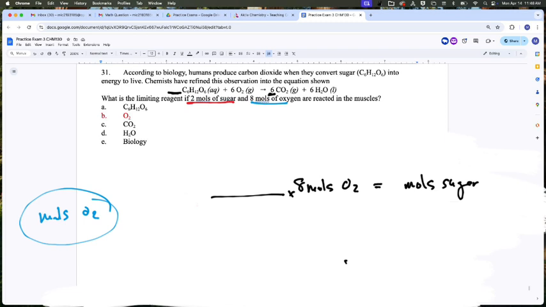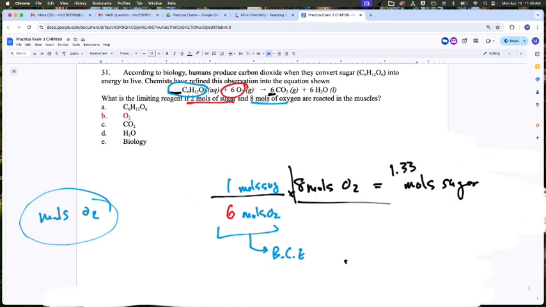I need a conversion, and I want my moles of oxygen to cancel, so I'll place it in the denominator. What do I want to appear? Moles of sugar. Does that conversion factor exist? That comes from my balanced chemical equation. The number in front of my sugar is 1. The number in front of my oxygen is 6. 8 divided by 6 is 1.33. So to react all 8 moles of oxygen, I need 1.33 moles of sugar.